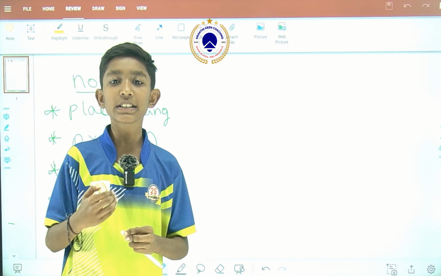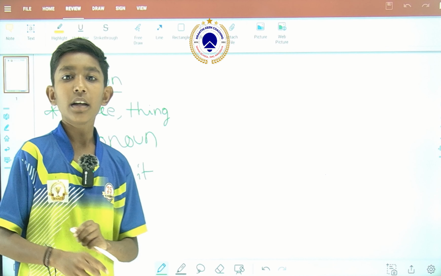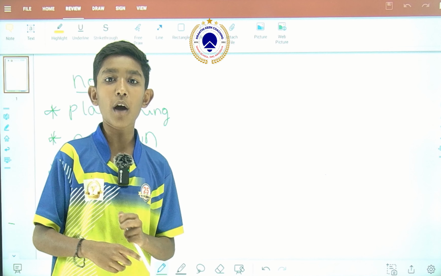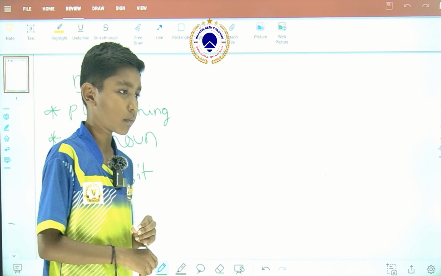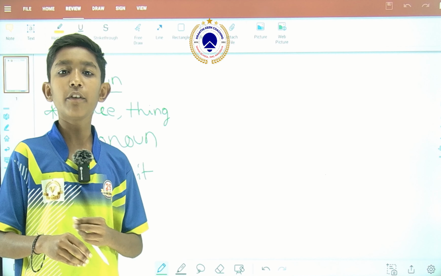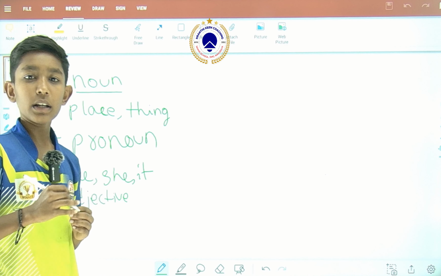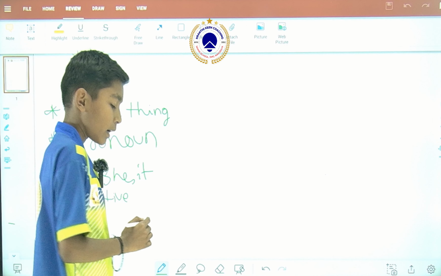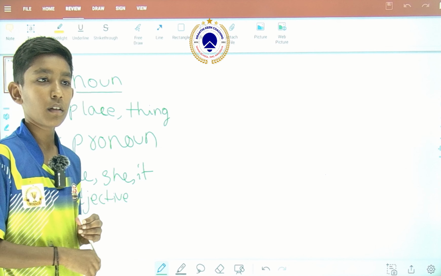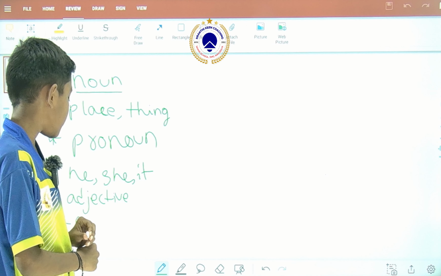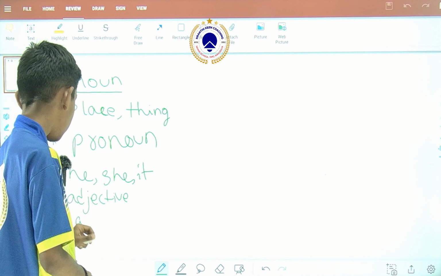Then verb, which describes an action. He is running. He is playing. Here, ing means a form of verb. Adverb is a word which ends with ly. For example, he is always playing. A word which describes a verb is called an adverb.